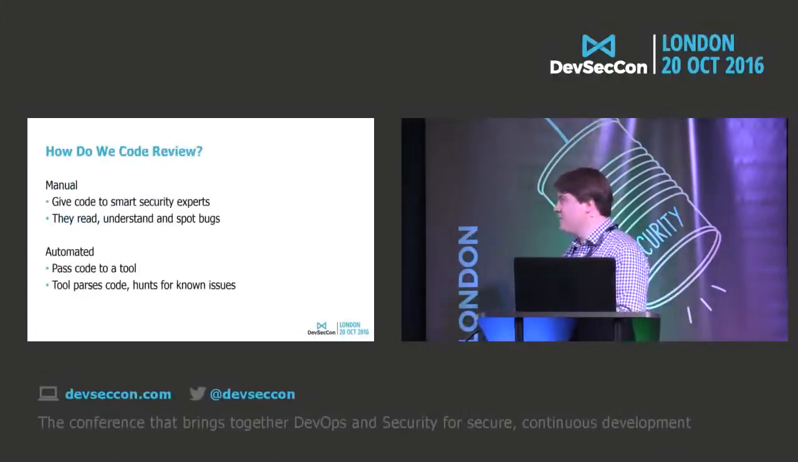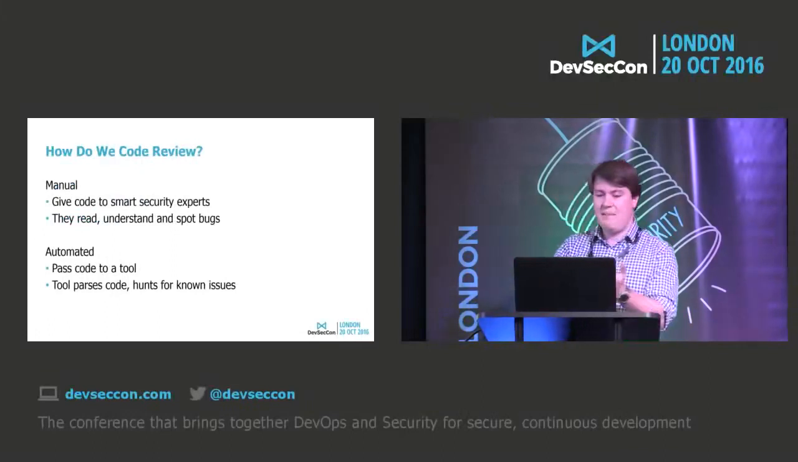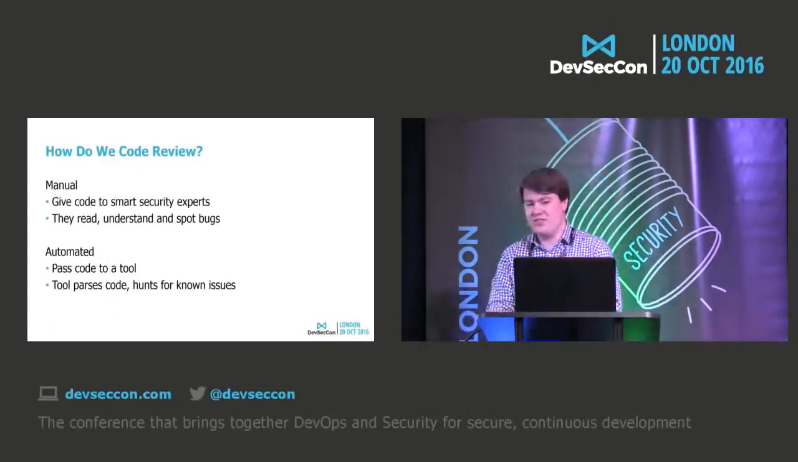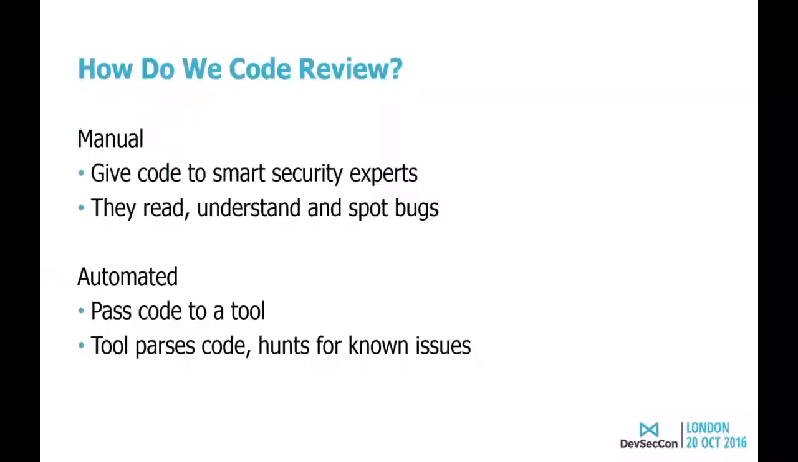So how do we do code review? Two approaches. Manual, give it to someone who understands the code. Expect them to find some bugs for you. There's a lot of very smart people in the security industry, a lot of them with a lot of experience finding obscure and esoteric bugs in software. That typically works quite well. The other option is to do it in an automated fashion, pass your code to a tool, the tool will parse the code, hunt for some issues that it understands. The tool has some understanding of how the code operates, and you hunt classes of bugs based on that.